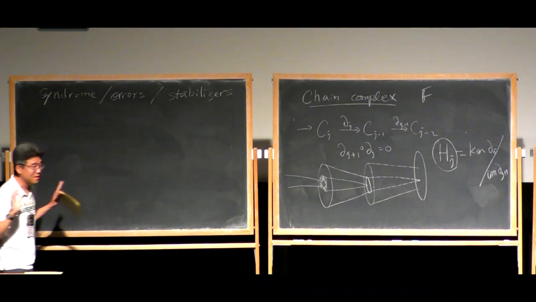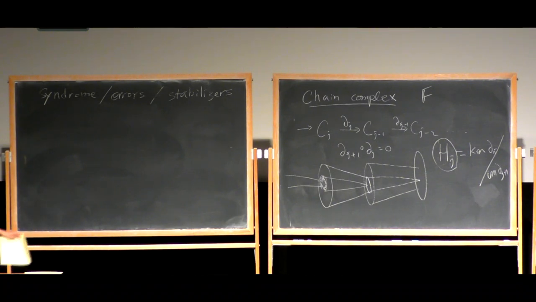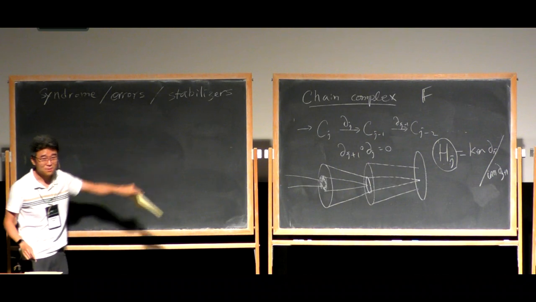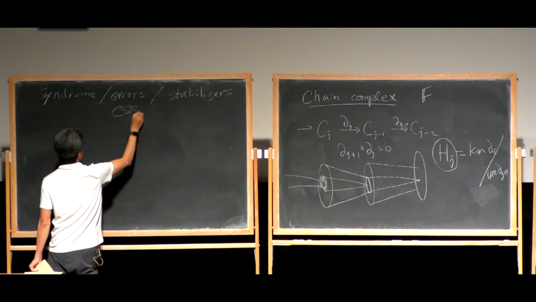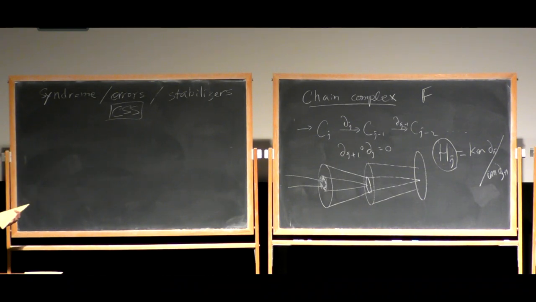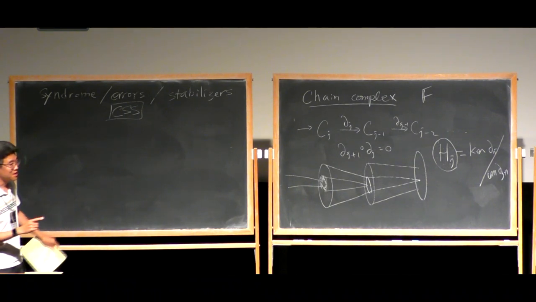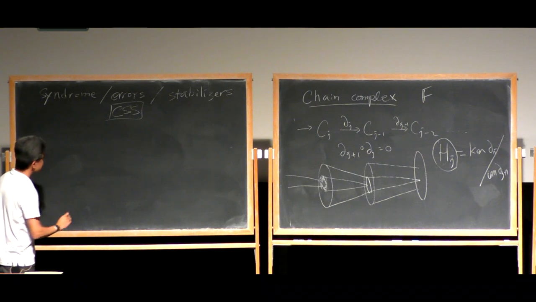So let's now set this pure math stuff aside and come back to error correction. You may have the words syndrome, errors, and stabilizers. For the sake of concreteness and easy visualization, let me always consider CSS, where the stabilizer group is decomposed into a purely Z part and purely X part. So you have to consider both purely X logical operators and purely Z logical operators. But again, for the sake of simplicity, I only consider Z errors and Z logical operators only.